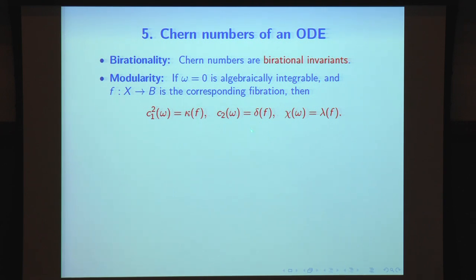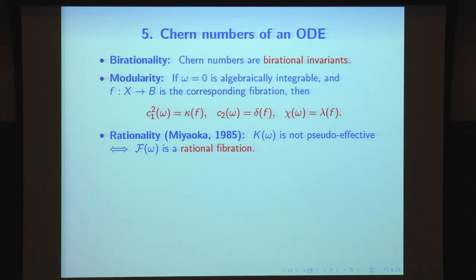In this case, we have two invariants. This one is defined by the ODE. This one is defined by the fibration. In this case, they are the same, because we generalize the formula for F, so they are the same.